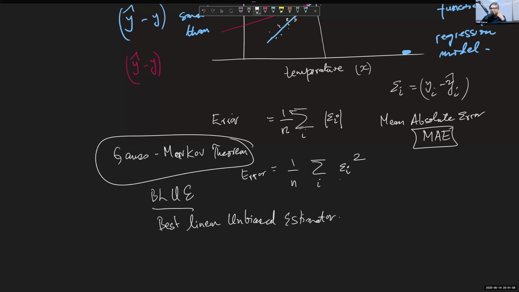But this is a famous mean squared error. Why is it mean squared error? Square, you literally see the square.